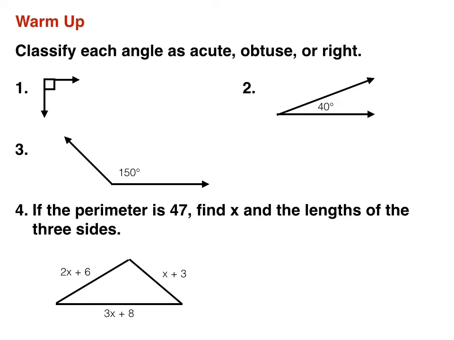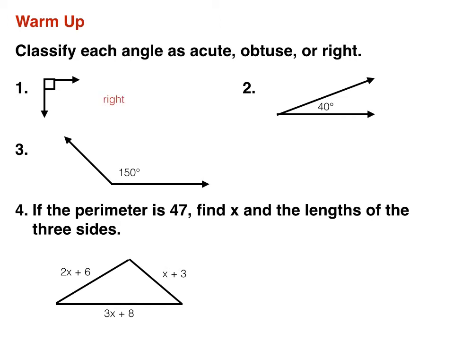Let's do the warm-up. Classify each angle as acute, obtuse, or right. And number 4, if the perimeter is 47, find x and the lengths of the three sides. Go ahead and pause the video now.